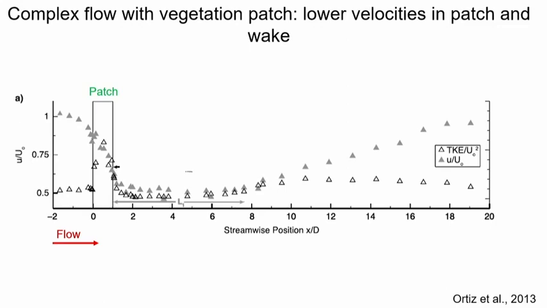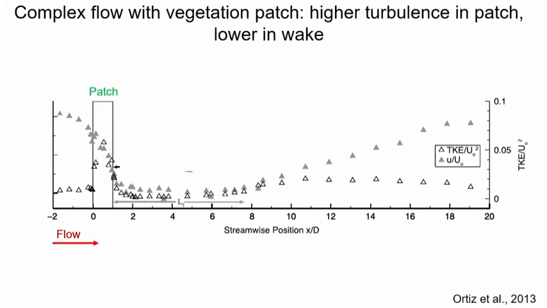And so when that ratio is 1, the velocity is equal to the free stream, which is far away from the vegetation patch. And if you look at these gray triangles, which are that velocity over the free stream, you see as the velocity is approaching the patch, it's decreasing. It decreases through that patch, and it's low in the patch wake before it increases again.